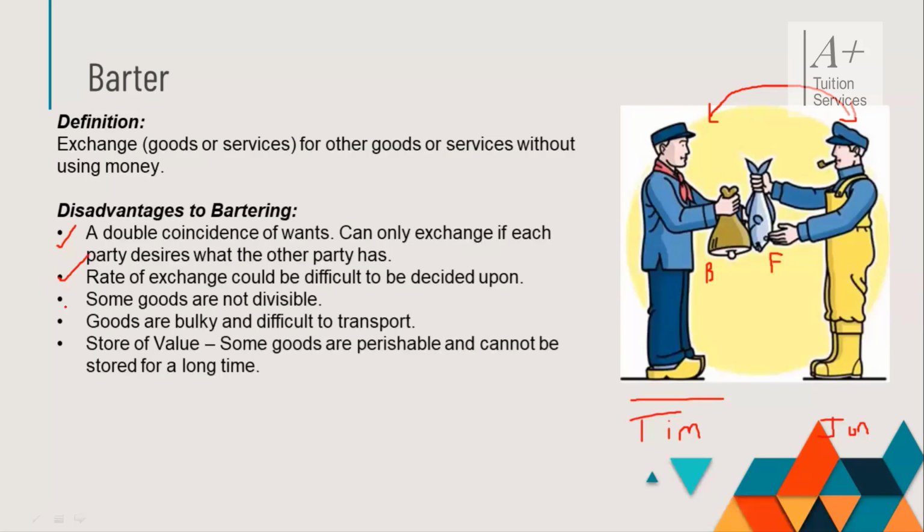Some goods are not divisible, right? Some goods we can't divide and say, well, I'm giving you a piece of gold and this is worth so much. I expect 3 cows in return for this piece of gold. It's not going to work. Basically, what we have, we trade.